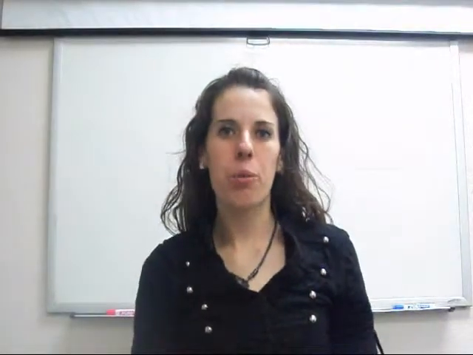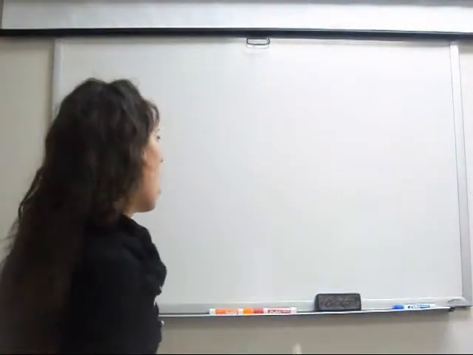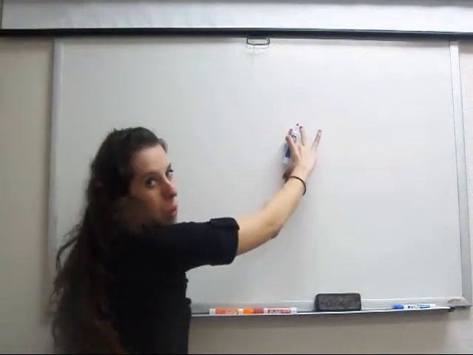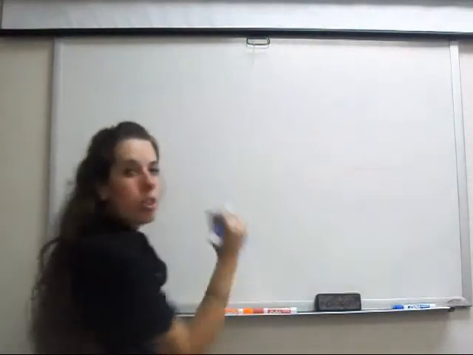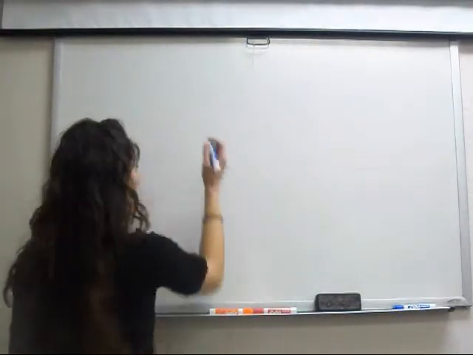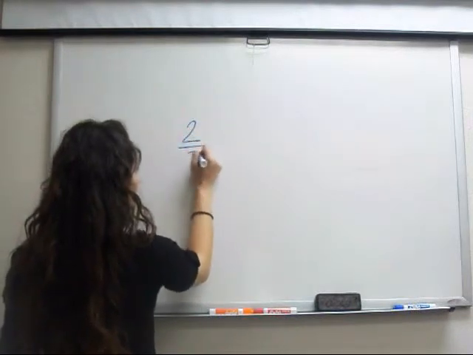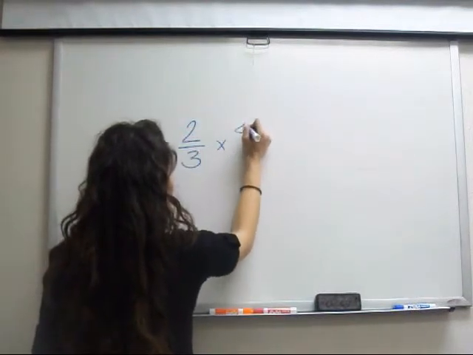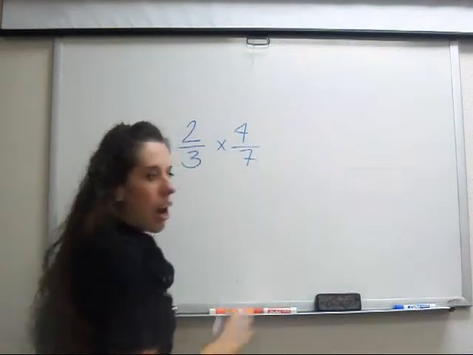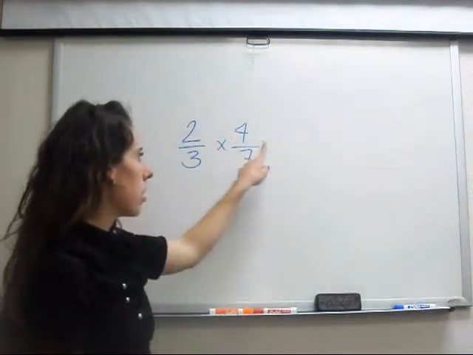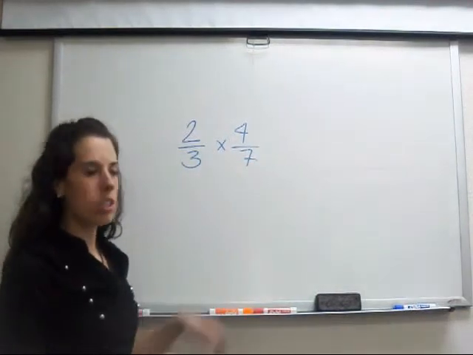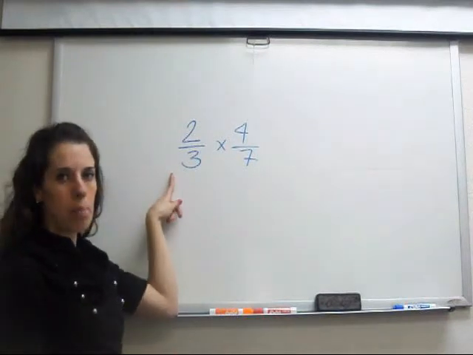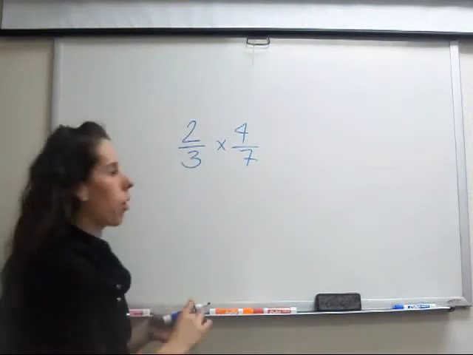Multiplying fractions. When working with multiplying fractions, I always set my fractions to be written horizontal. So for example, say they wanted us to multiply 2/3 times 4/7. I always like to have my fractions set up like this because when multiplying fractions, you simply multiply the tops and multiply the bottoms. So let's go.